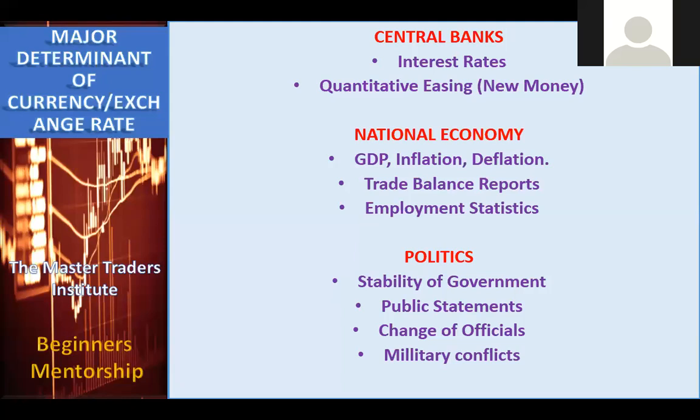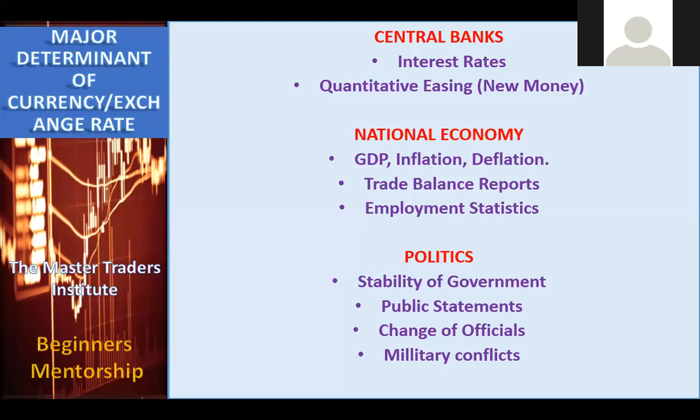And then the exchange rate can also be affected by quantitative easing done by the central bank. What is quantitative easing? That is the printing of new money. Also, another determinant of the exchange rate in the world is the national economy. The GDP, the gross domestic product. This means the number of products that a country produces and exports outside. Then we also have inflation. The rate of inflation also affects the exchange rate of any country or any currency.